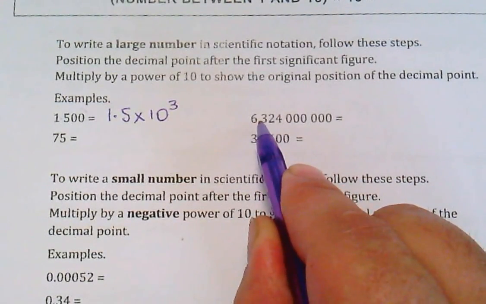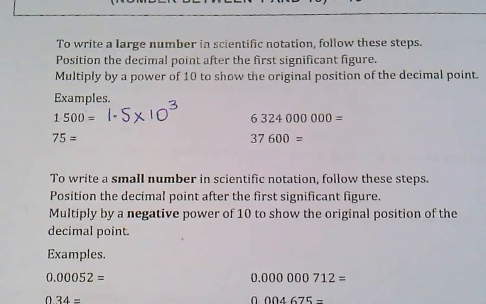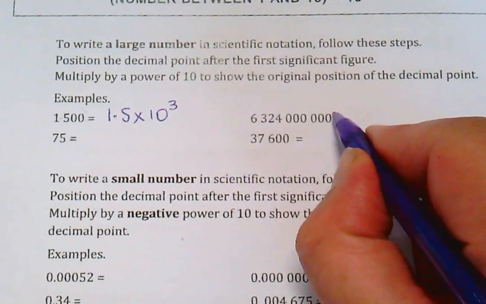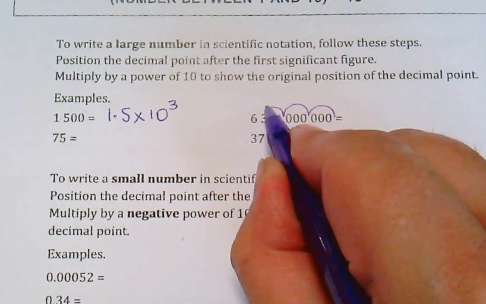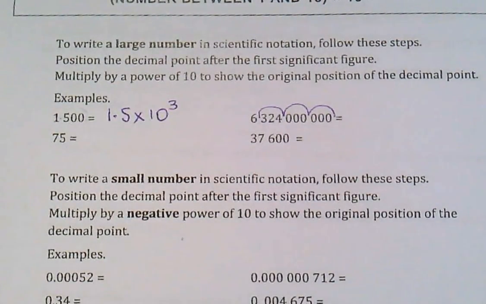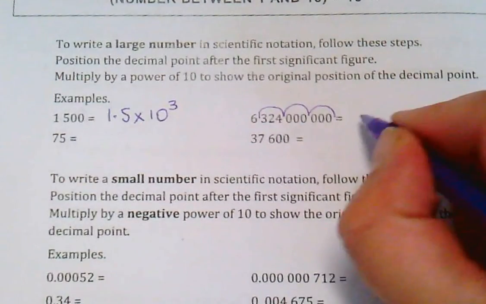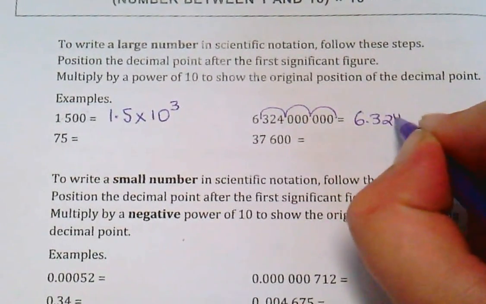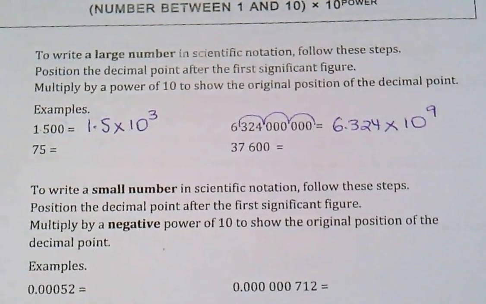Where do I stop? 6.3. That's a number between 1 and 10. Not 0.6. That's less than 1. So I jump. How many jumps here? 3, 6, 9. That's easy. Instead of going 9 times, do 3 at a time. So it's 6.324 times 10 to the, is this a big number? Positive power of 9.